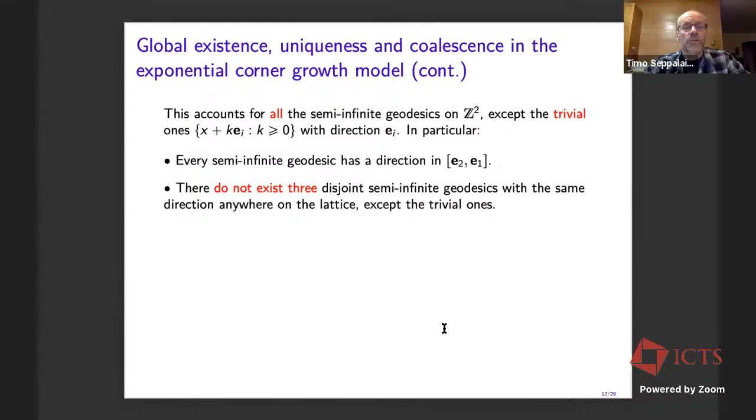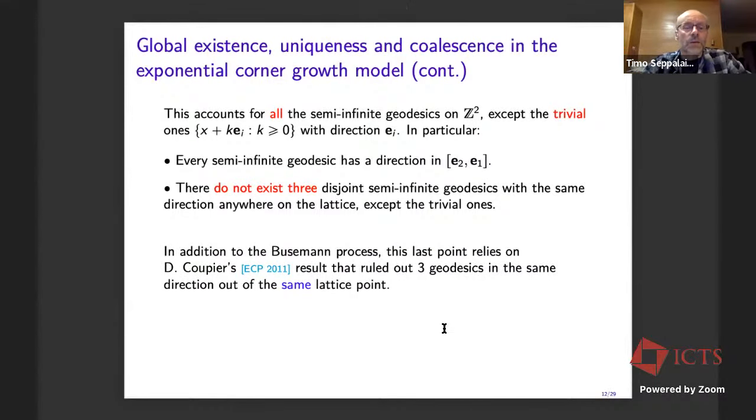And then there's the very non-trivial fact that nowhere on the lattice are there three disjoint geodesics in the same direction. And the reason is that if you have three geodesics, then two of those have to be either a plus or a minus, and then they coalesce.